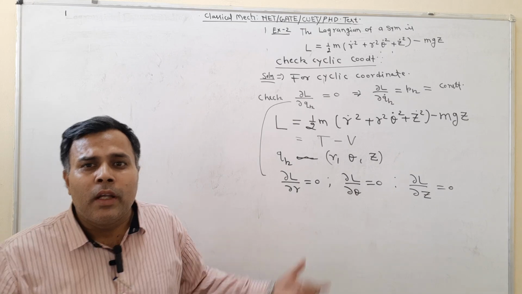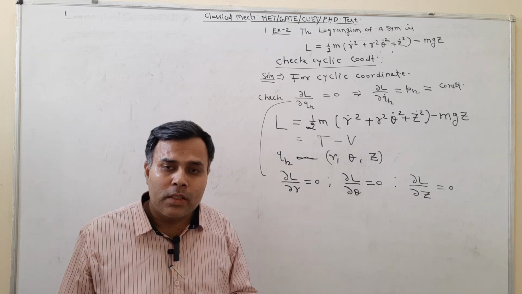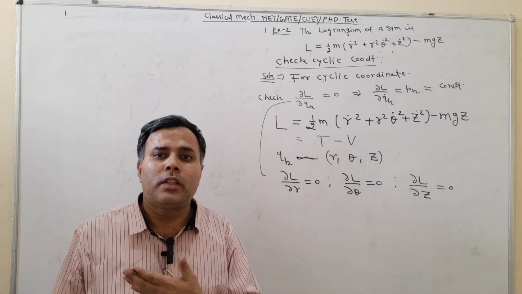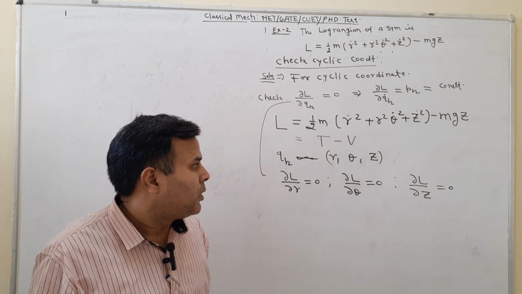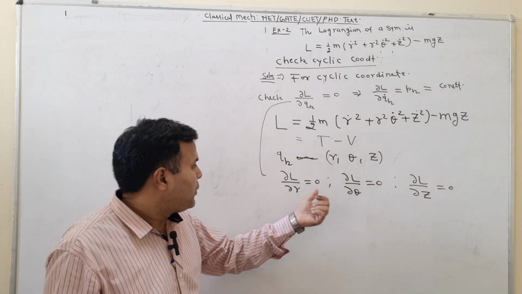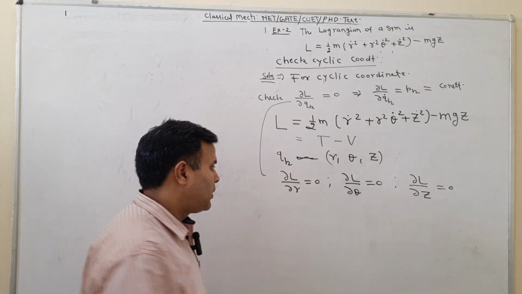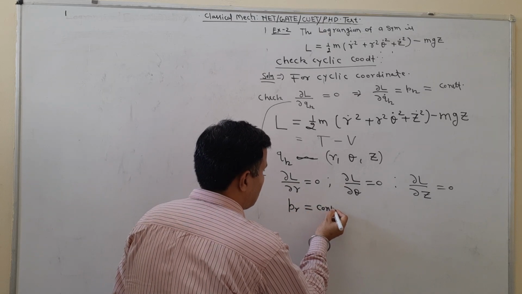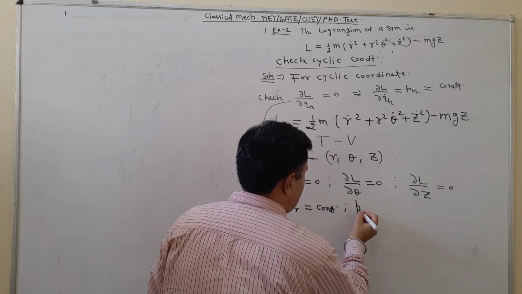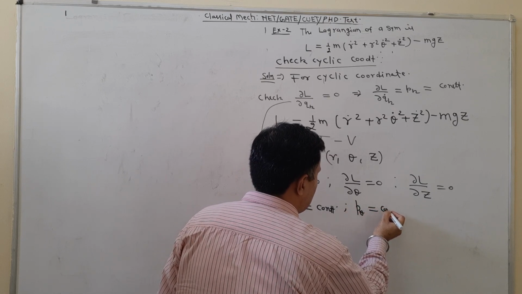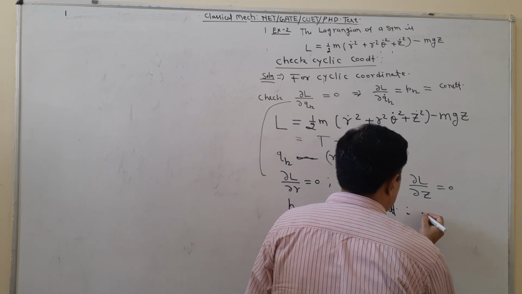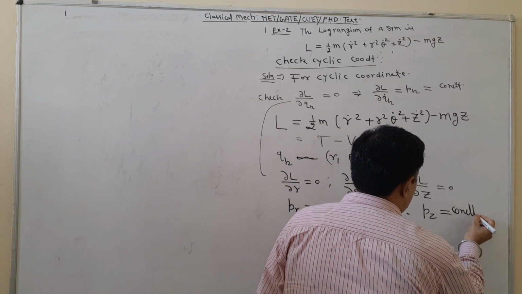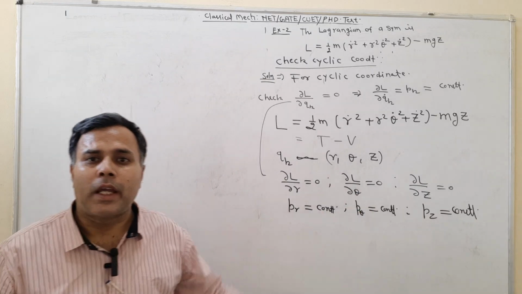If it is not 0, then there is no cyclic coordinate, which means there is no constant of motion, and no corresponding momenta is conserved. If it is 0, then the corresponding momenta is conserved. It means Pr is constant, P theta is constant, Pz is constant. So this is the physical meaning of cyclic coordinate.